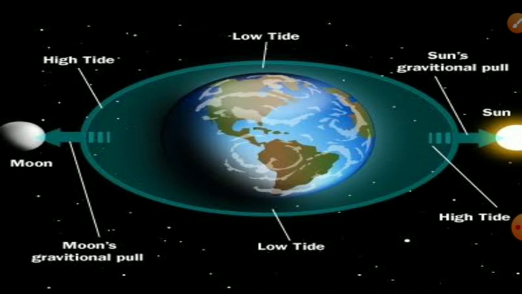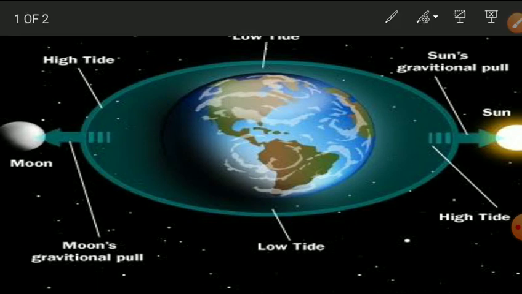Now, we all know that every celestial body has its own gravitational pull. Like the sun is pulling the earth, the earth is pulling other things, the moon is also pulling some. So, as you can see in this diagram, the earth is situated in the center, and on its right-hand side the sun is there. The sun is pulling, and the moon is pulling towards the left-hand side.